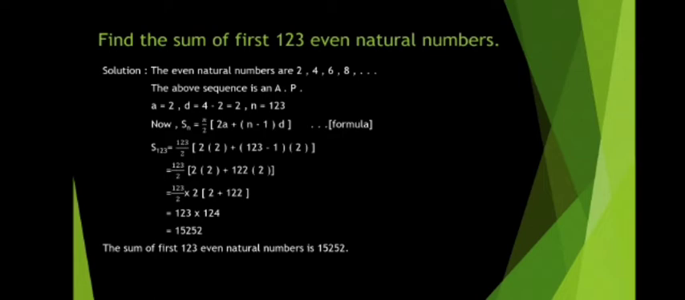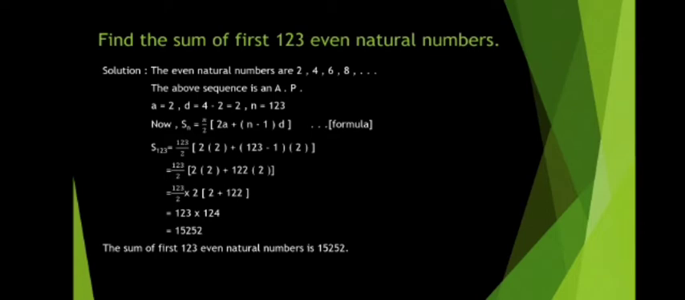Here the first term is 2, so the value of a is 2. d = T2 - T1. The value of T2 is 4 and the value of T1 is 2, so 4 minus 2 gives 2. And there are a total of 123 numbers, so the value of n is 123. We can say the number of terms as well. Now we want to find the sum.